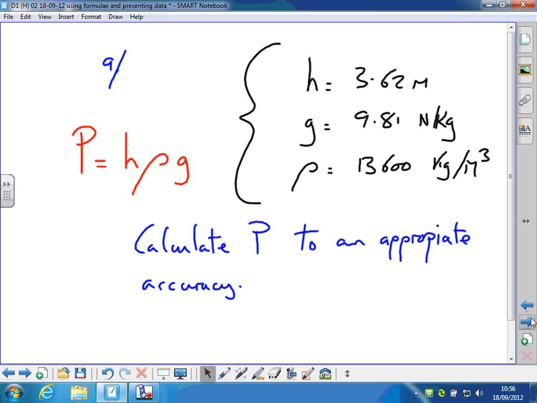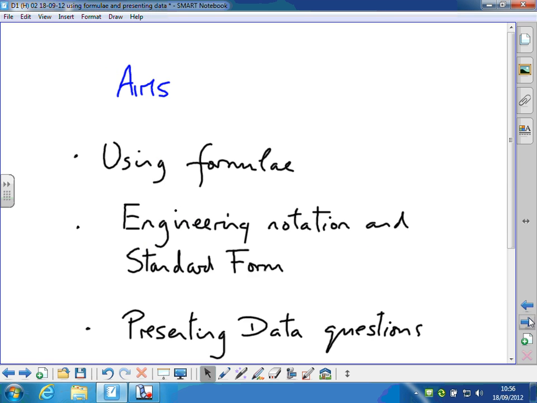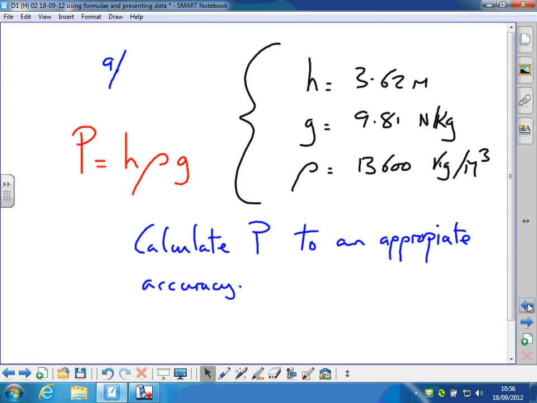Okay. Should be quick. Don't want to copy it out, just do the calculation, that's all, and then write your answer to an appropriate accuracy. Yep, there isn't a 10, so that's it. 9 questions.